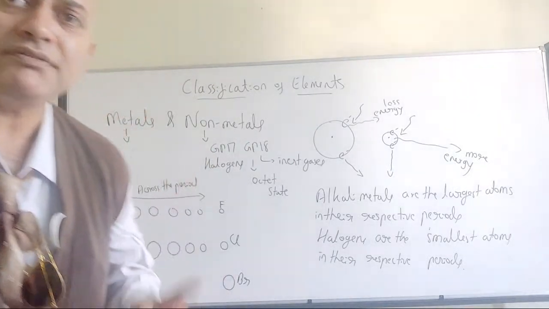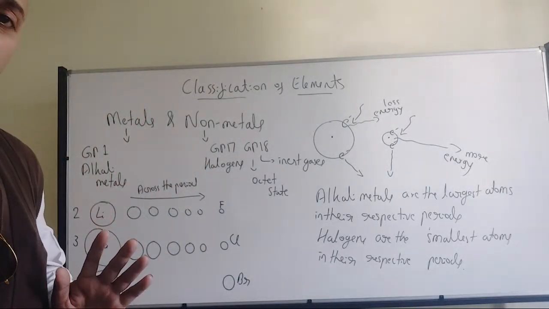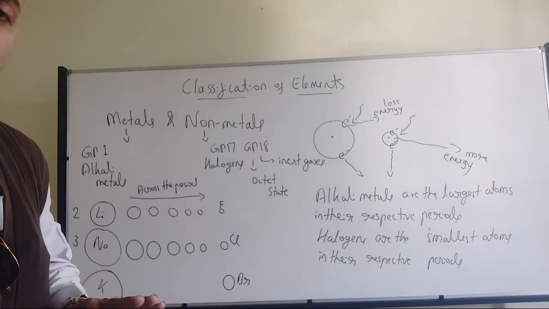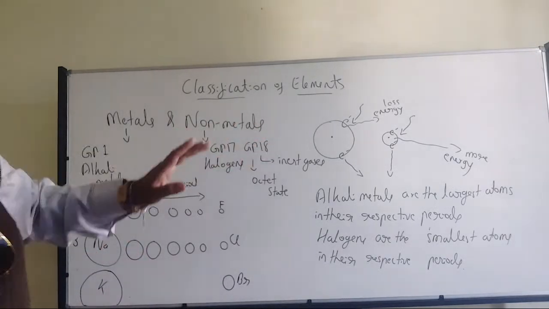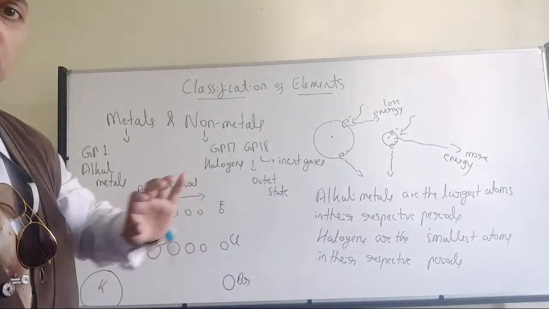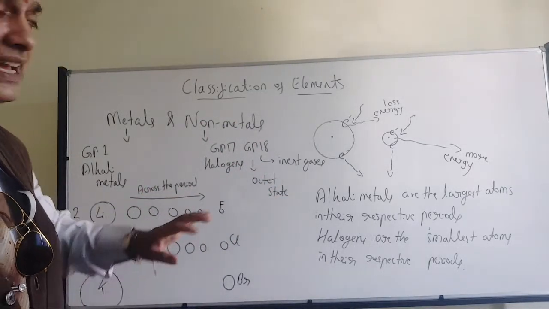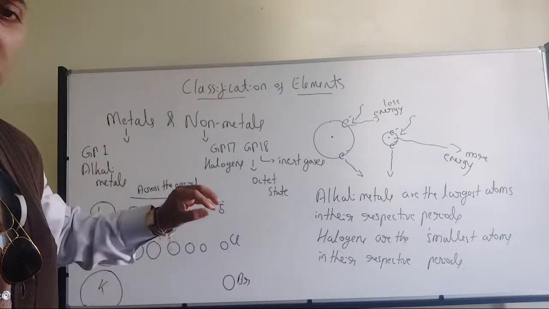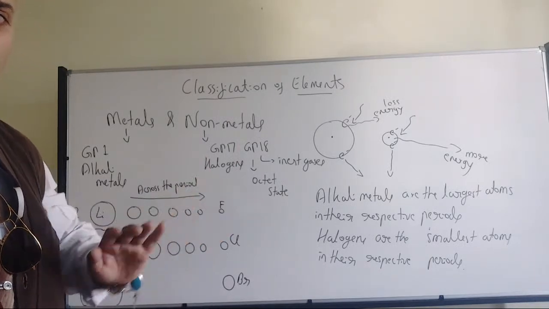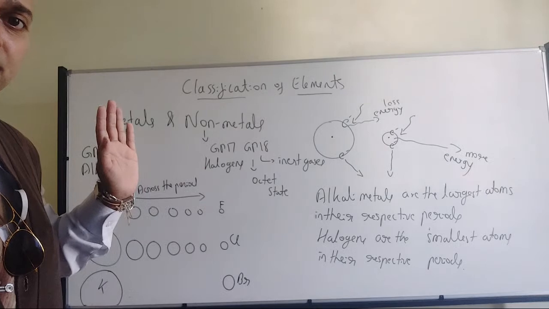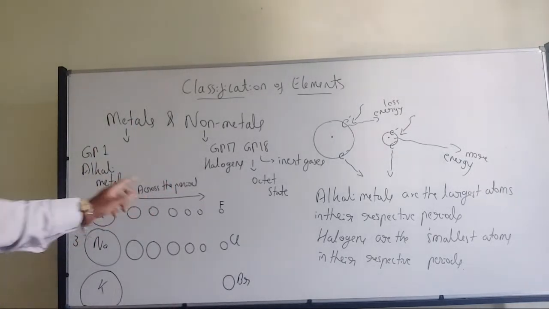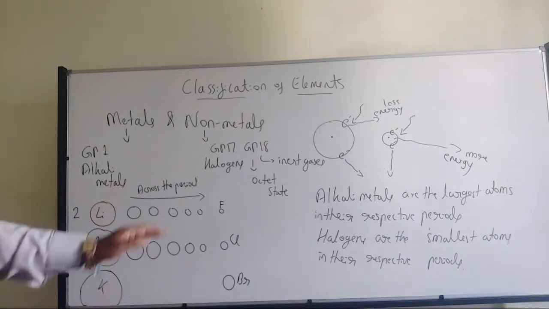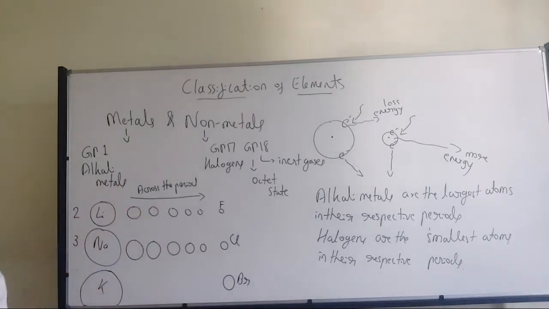All of you will agree with this? Okay? Any doubts? So what I mean to tell you is alkali metals will be the largest atoms in their respective period, and halogens will be the smallest atom in their respective period. Fine. So fluorine will be smallest in that period. Chlorine will be smallest in that period. Bromine will be smallest in that period. Like that it will go on.